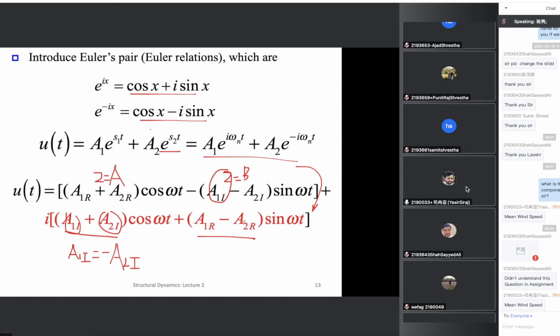Then because these two are the same, it becomes a double of either one. So we use a new variable a, which equals 2 times A1r. And because A1i equals minus A2i, we use another new symbol b, which is 2 times A1i, or minus A2i. So a and b are real constants.